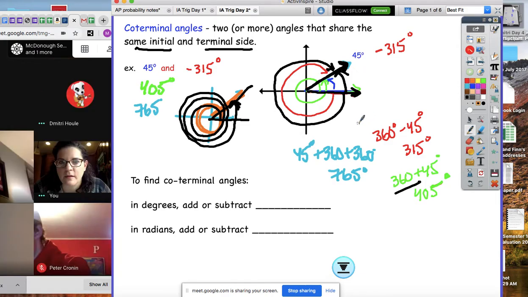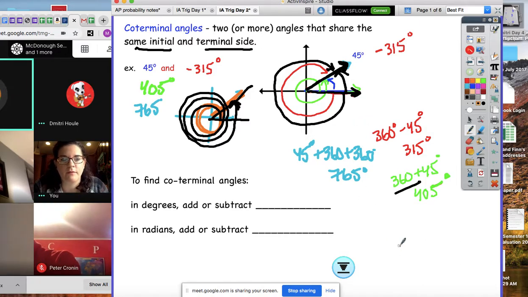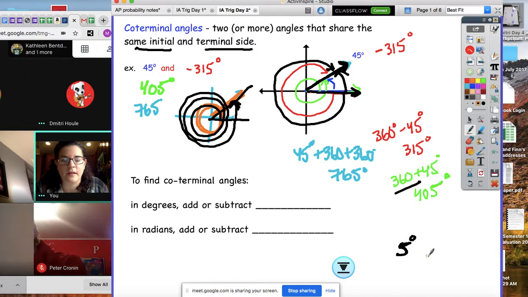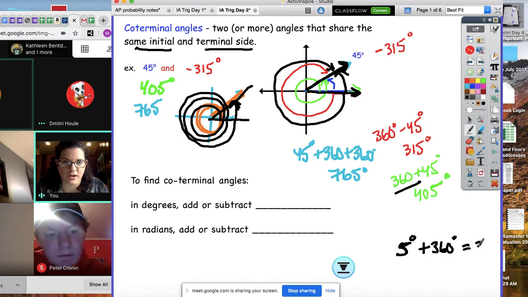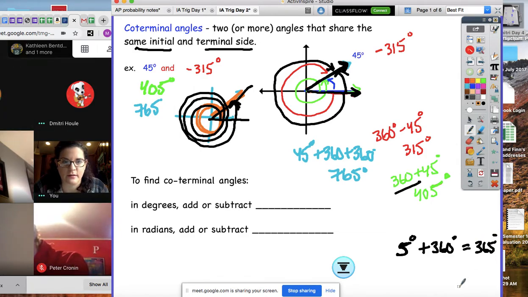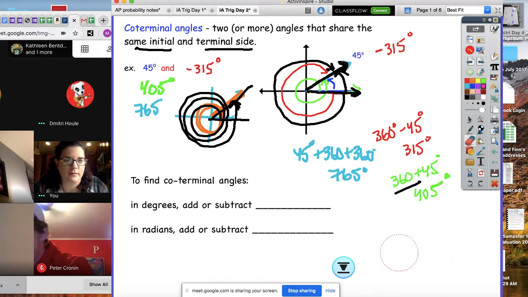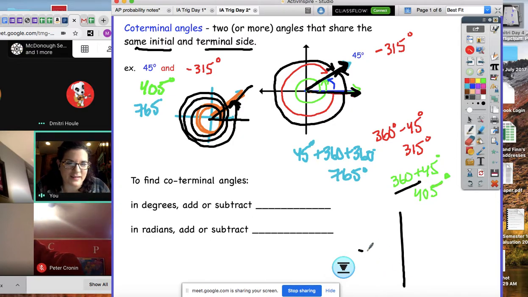So if it's coterminal, do you just add it? If it was 5, would the coterminal be 10 degrees? If you started with 5 degrees, you can add 360 to it. That means you're going to go around one more time. So the coterminal angle would be 365. Oops, I'm sorry, I did that wrong. No, I did that right. Oh, I haven't had enough coffee today.